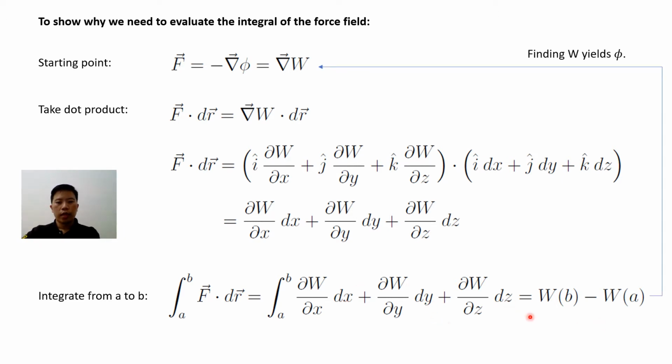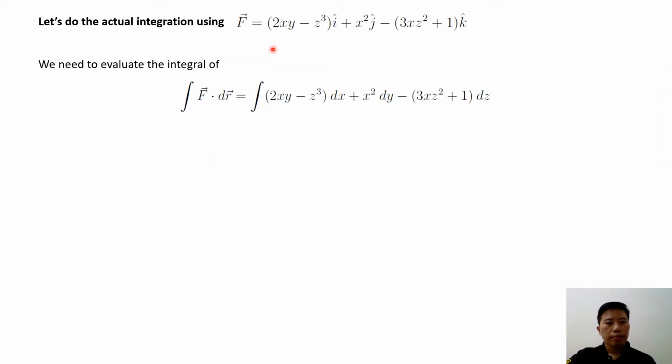So from there, when you know your w, you will then fit back to this, and from w you will get phi. So in this question, what you want is just your phi. So let's go to the actual integration, where your f is given by this expression. So when you take f dot dr, you will have this resulting expression that you need to evaluate, right?